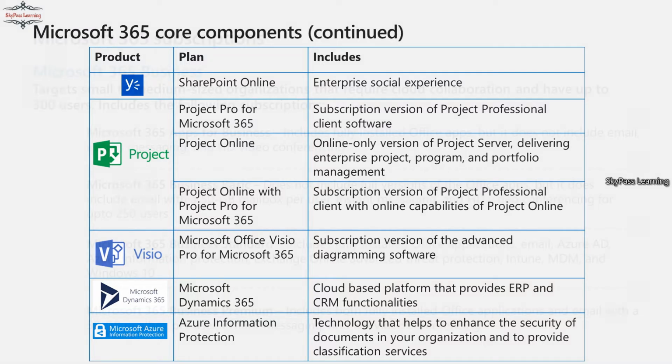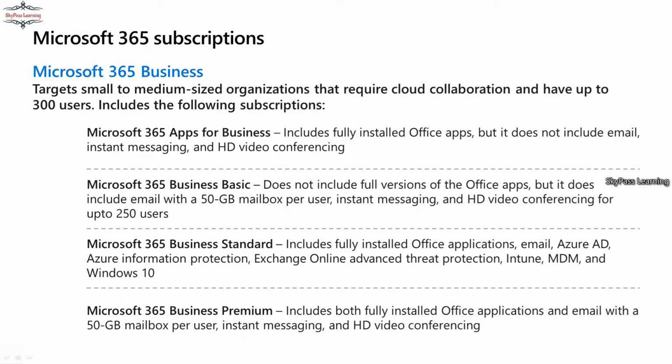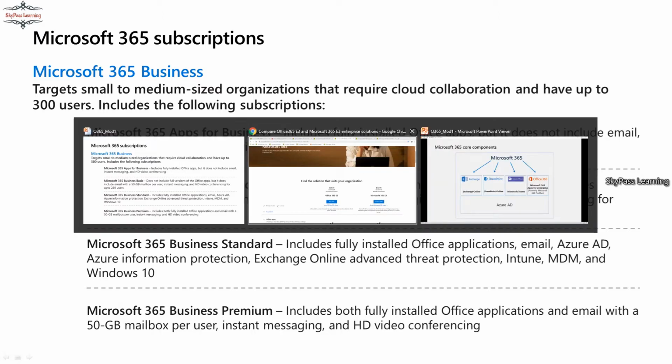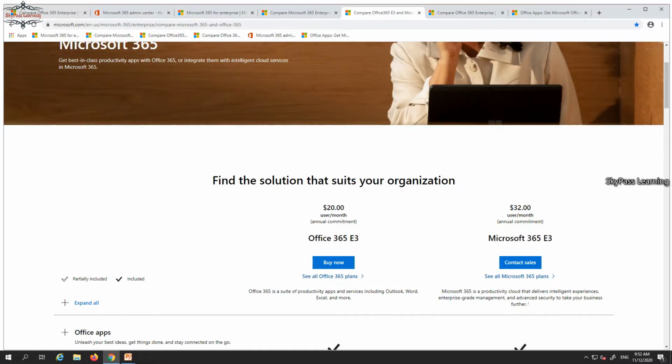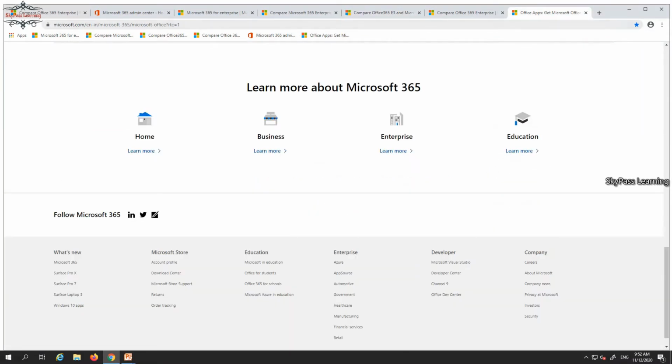Before I go on to the subscription types, let me quickly show you a couple of things related to this. Here you can see there are some plan differences. I will share this link. If you go to Microsoft 365, you can see on the portal itself there are four types of plans available: home, business, enterprise, and education. So these are about Microsoft 365.